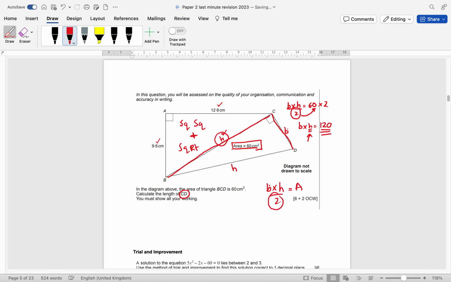Remember, if you're trying to find B or H, to take that up as a times 2, and then whichever one of those two you know, the base or the height, you can divide your answer by that to work out the other one, okay?